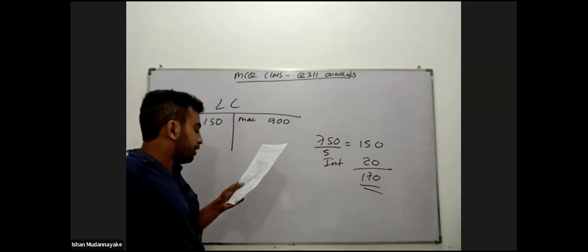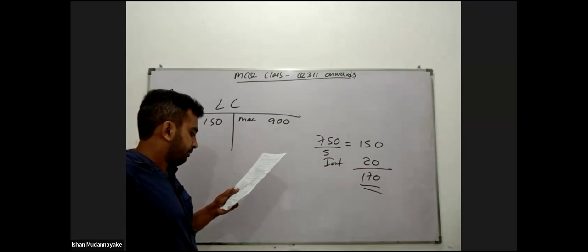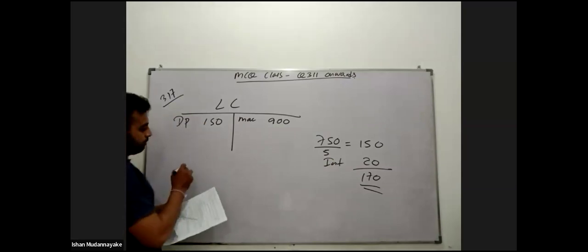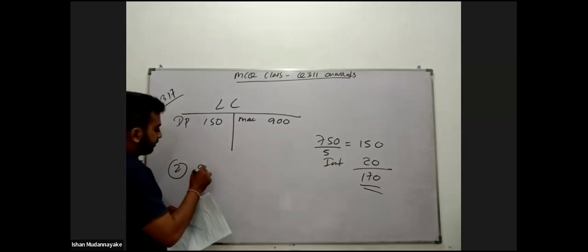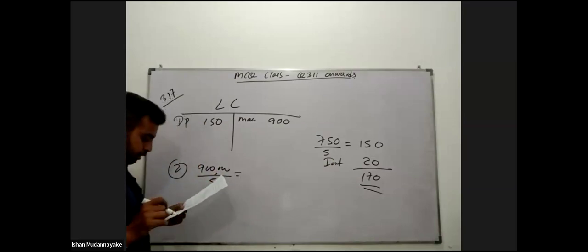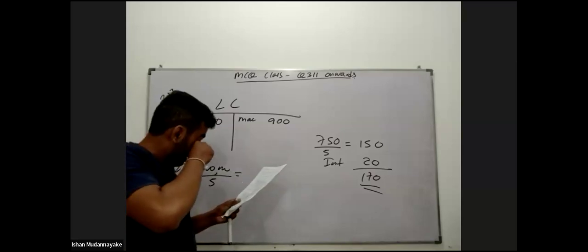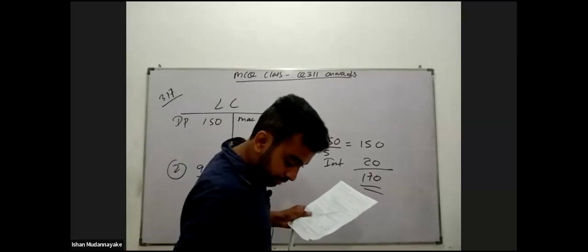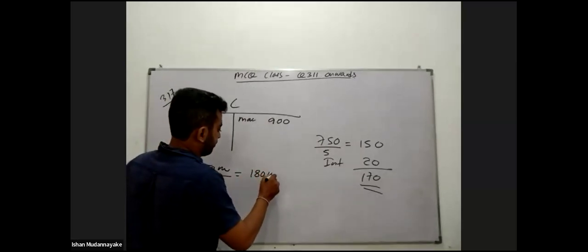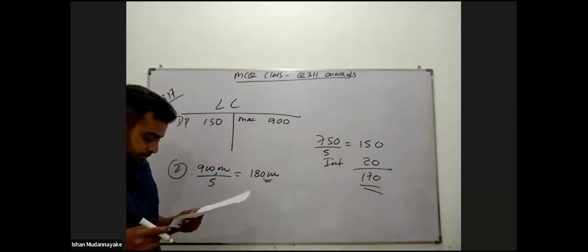Second one, the amount of machine depreciation. 900,000 divided by 5 years, with no scrap value. So 900,000 divided by 5 years is 180,000. The amount of machine depreciation is 180,000.